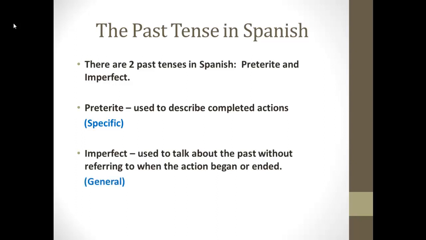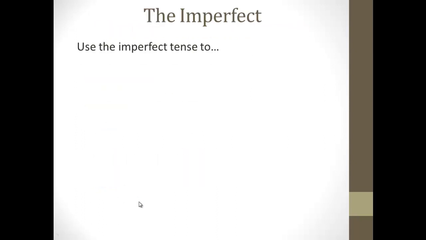One thing you'll notice about the imperfect is that it's very general. Okay, again, don't talk about when the action started or ended. So you might say something like, when my dad was young, he was really funny. I was purely describing my father, and I didn't tell you when that action began or ended. I was just generally talking about how my dad used to be. Here's some other usages of the imperfect tense.